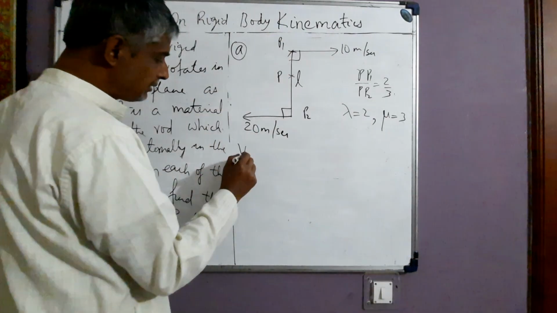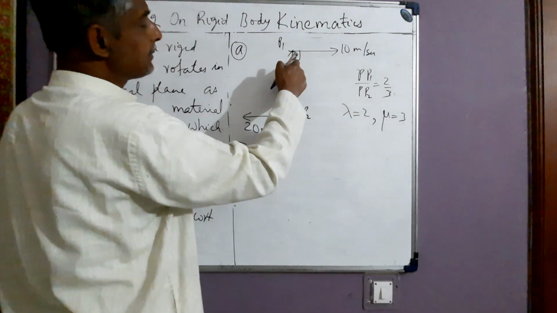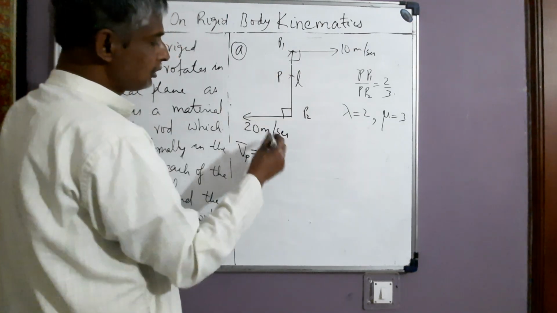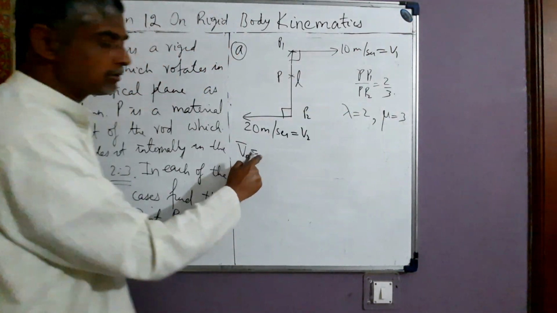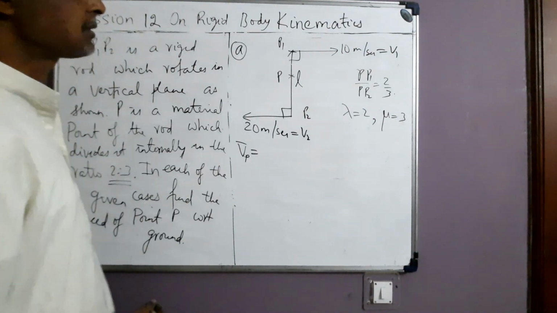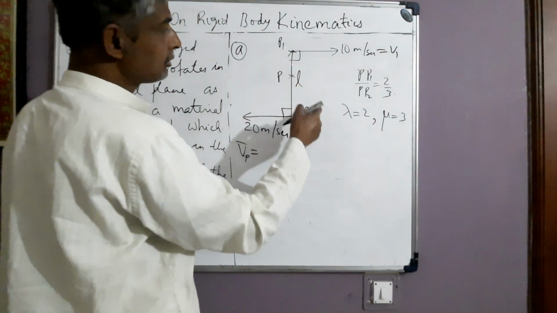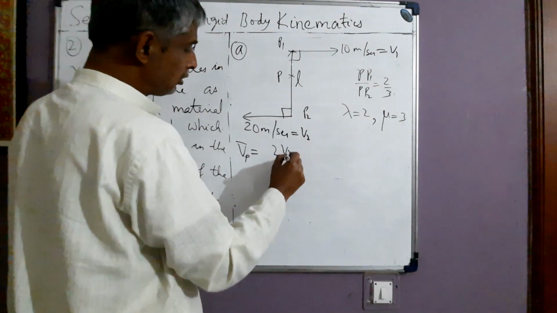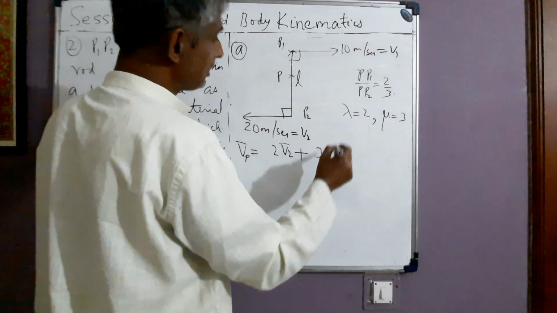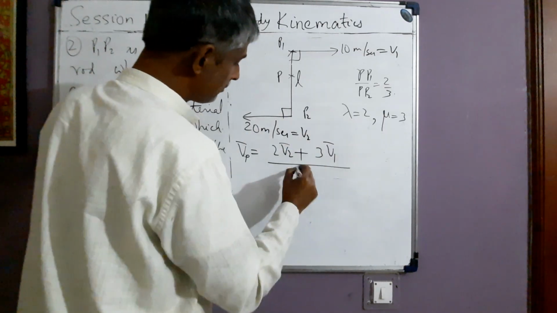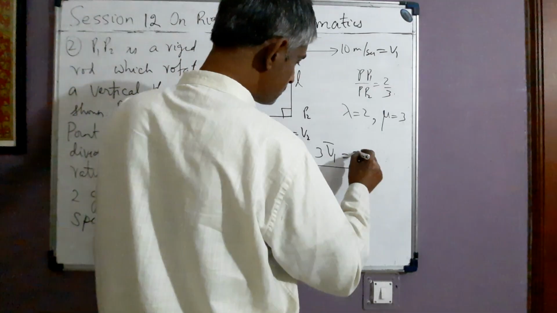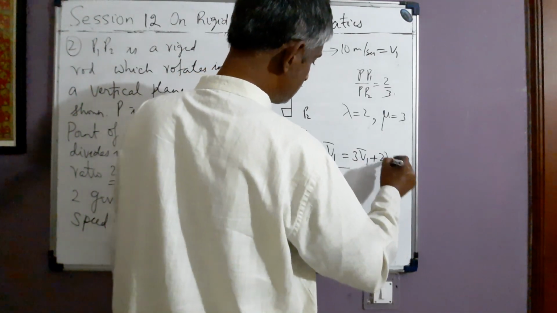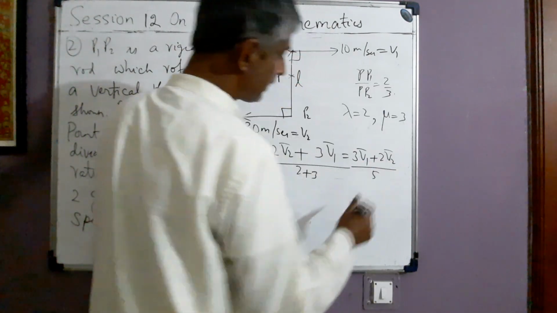So velocity Vp will be written as lambda, which is 2, times V2, plus mu times V1. They are just magnitudes, but here we write in vector form. So Vp is (2V2 plus 3V1) by (2 plus 3). Fine. So this becomes (3V1 plus 2V2) by 5.